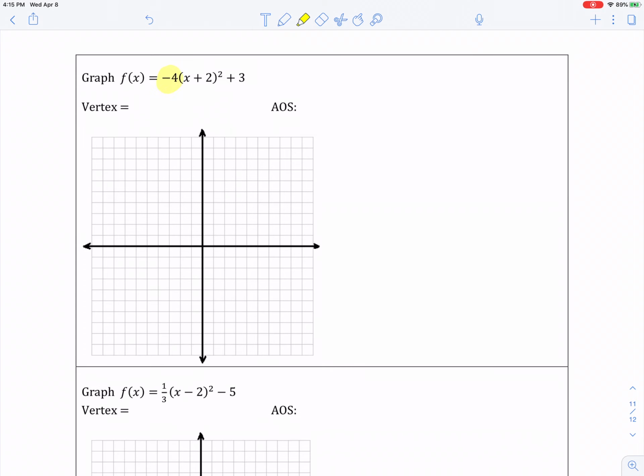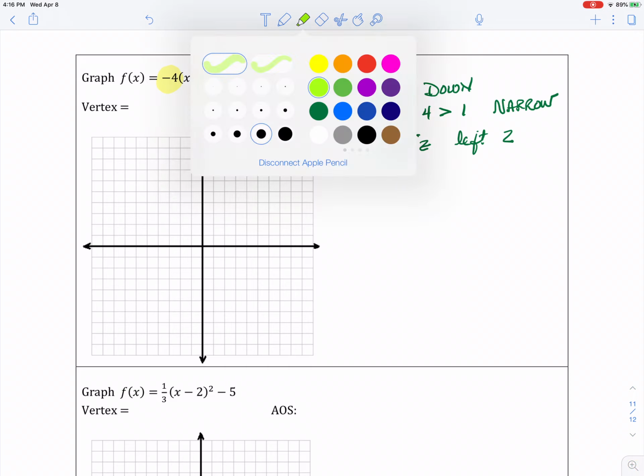Here is a -4 out in front. I can tell you that means the parabola is going to open down because it's negative. Because that absolute value of -4 is 4, which is greater than 1, I know it's going to be more narrow than the basic parent. And here, this +2 is going to give me a horizontal shift that is going to go to the left 2. Remember, it's always in the opposite direction on the inside.